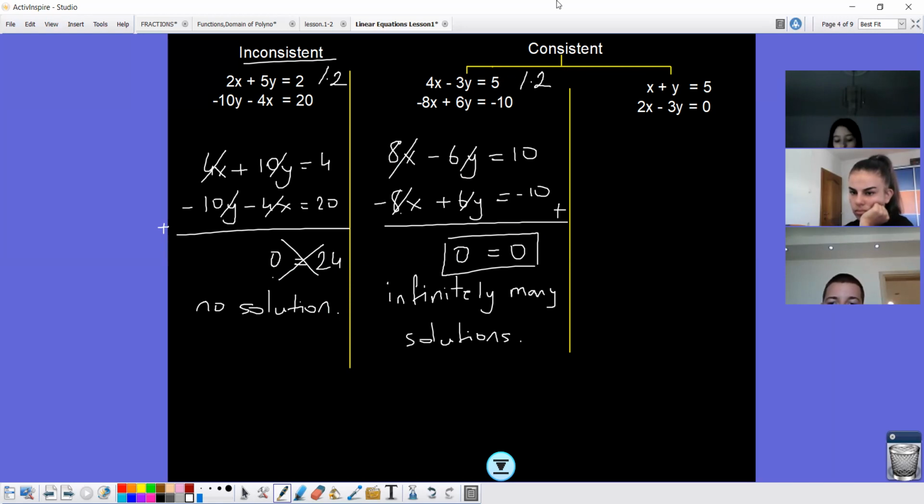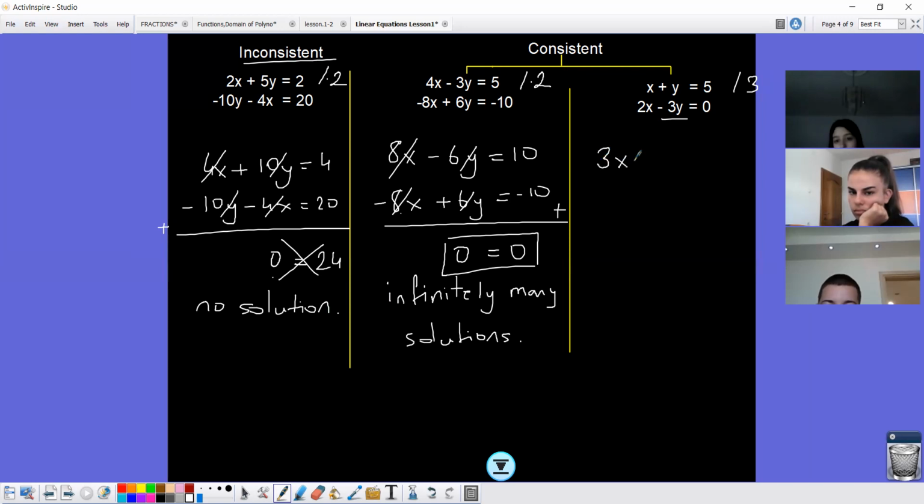Here I'm using this method. You can use another method. Now here, what I can do, I can multiply the first by 3. We can see here that we have minus 3y. Here I have plus y. So to cancel the y, I will multiply the first equation by 3.